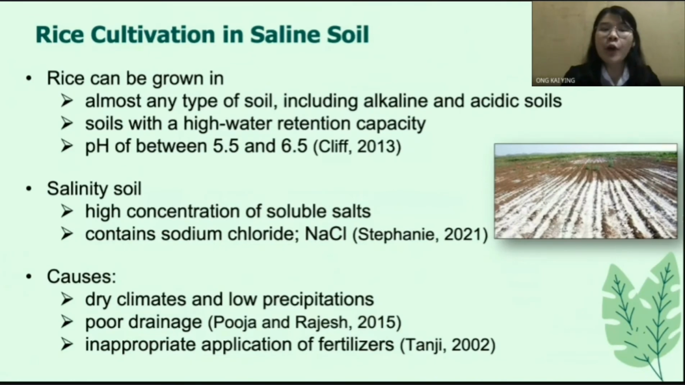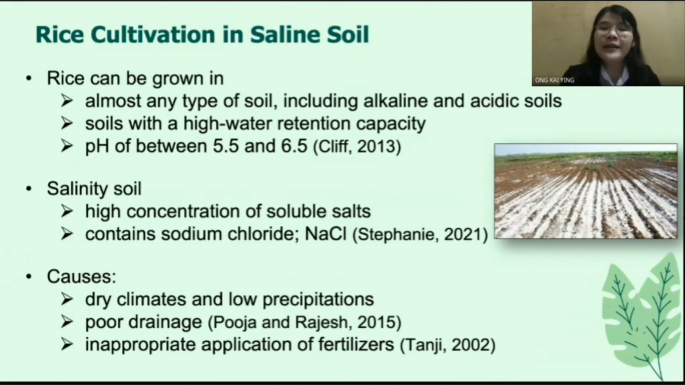Rice can be grown in almost any type of soil, including alkaline and acidic soil. Soil with a high water retention capacity is suitable because it can hold water for a long time and sustains the rice crop. The pH for rice is between 5.5 and 6.5. A saline soil is one that has a high concentration of soluble salt. It usually contains sodium chloride, that is NaCl.